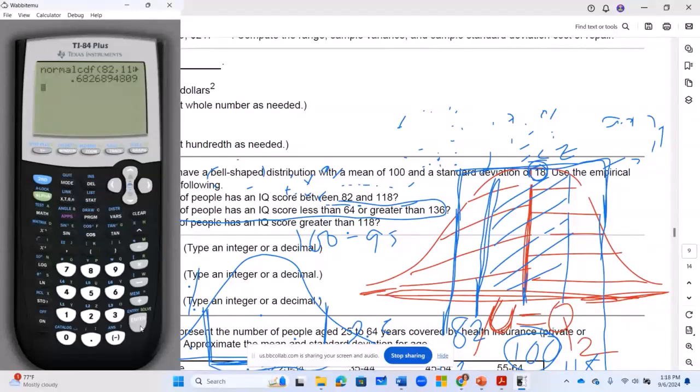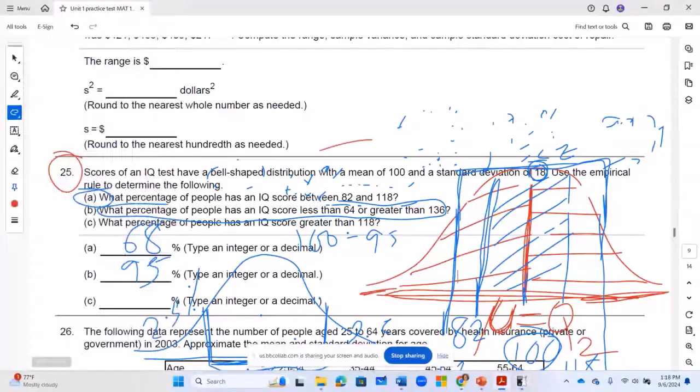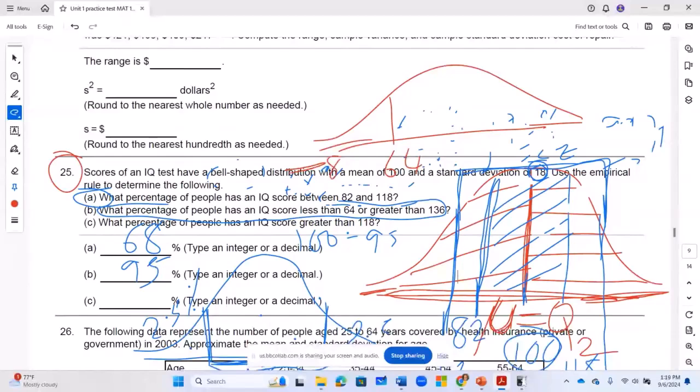Let's do the calculation using our calculator. I'm going to use second distribution, number 2. This time I am calculating area to the left. Let me draw it again so you know what I'm calculating. Area to the left is what I'm calculating. So this area is from 64 to negative infinity. Of course, negative infinity is not in the range, but I have to use negative infinity.